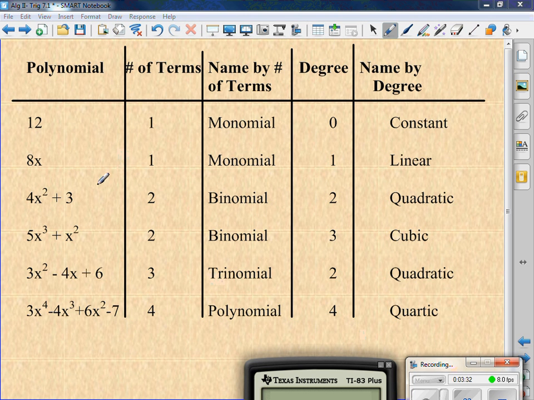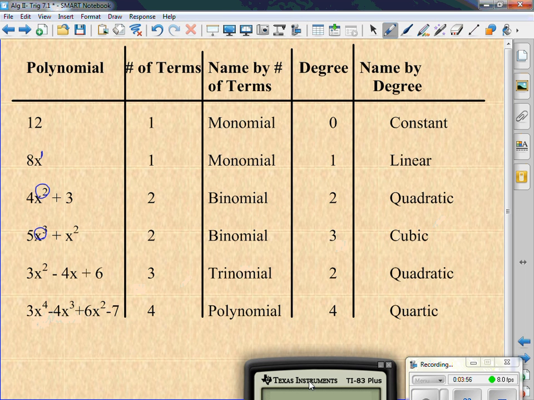To decide what degree it is, look at the highest exponent. Highest exponent I have here is 1. First degree is called linear. Highest degree is a 2. Second degree is called quadratic. Highest one is a 3. 3 is called cubic.